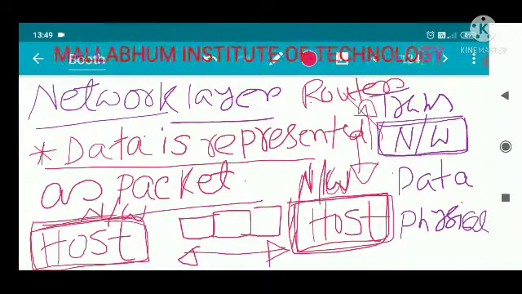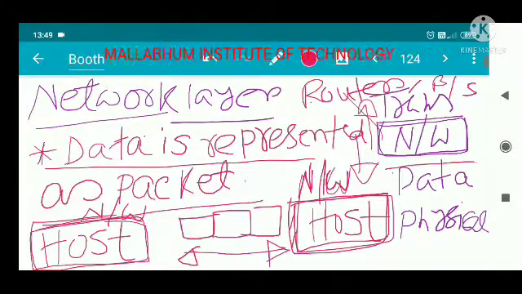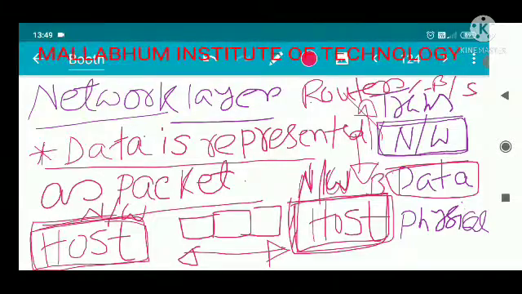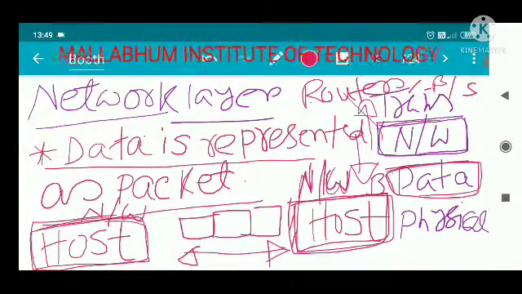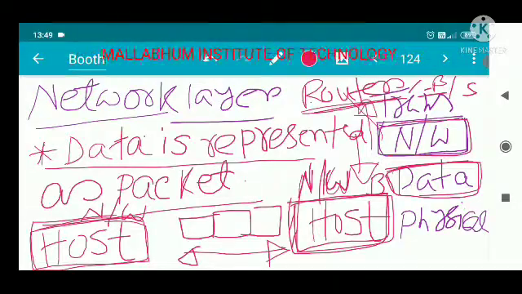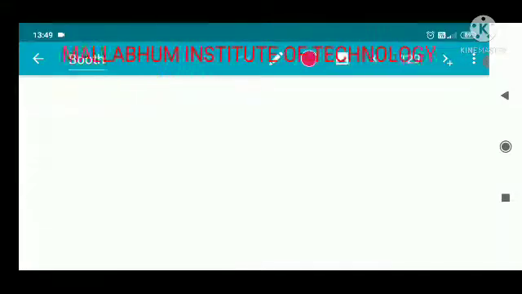But here also bridges may be used, switches may be used. In the data link layer also bridges can be used. So router can only be used in the network layer, and bridge can be used in the network layer also and the data link layer also. So that is the function of the router.